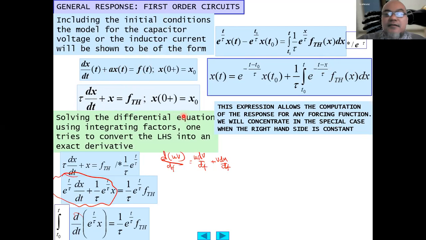So we will concentrate in this particular section on the special case when the right-hand side is a constant, so f(t) is a constant, when we have a constant voltage source like that.